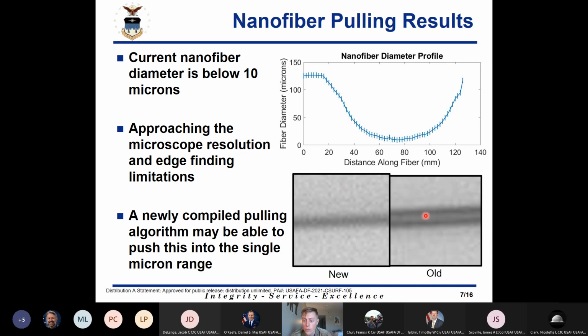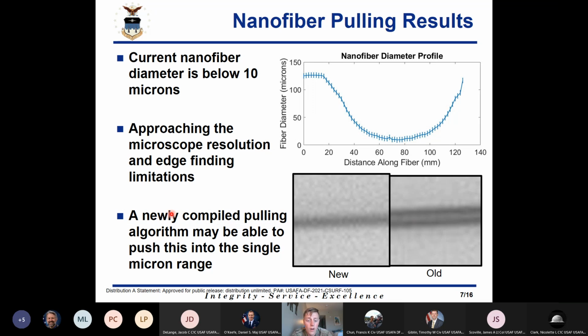So this is an old nanofiber that we pulled. The program indicated we were about 8 microns. This is our new fiber, and the program indicates we're about 7 microns, but by my measure, we're at least half the diameter of that old nanofiber. And you can definitely see that the resolution of our image is very low. So it's very hard to actually find where the edges of this fiber are. And so that's kind of the limitations that we're approaching.